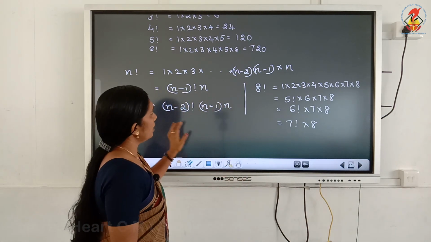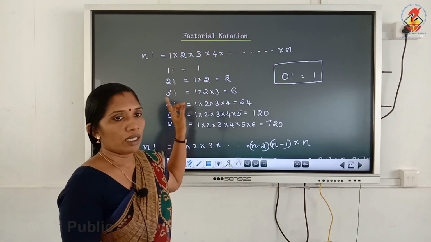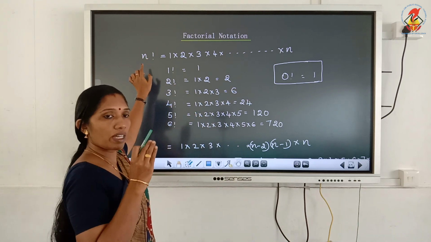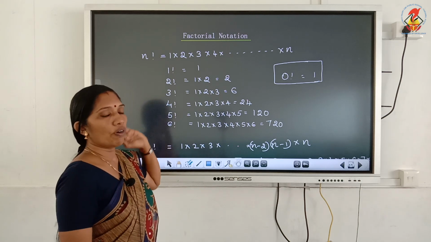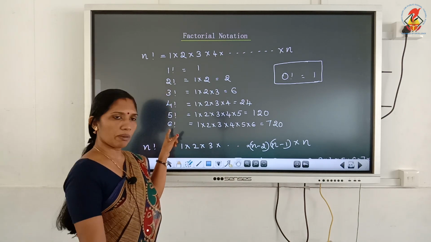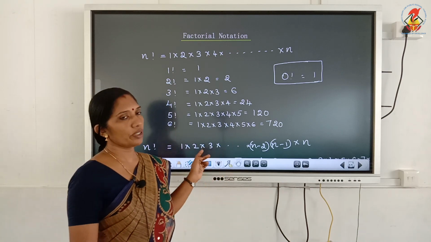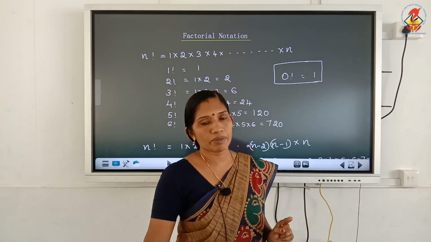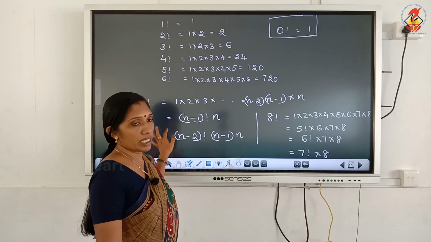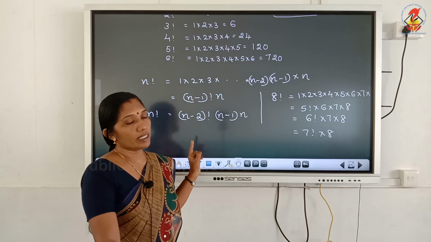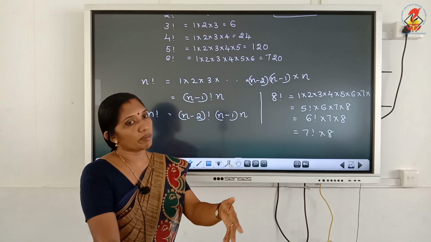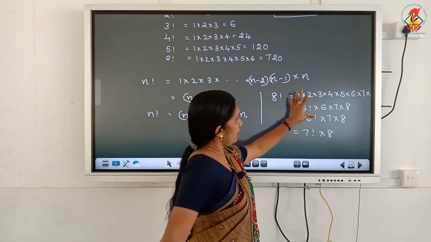So, I hope you understood this. Factorial notation means the product of first n natural numbers, that is denoted as n factorial, or we can read it as factorial n. So 1 factorial is 1, 2 factorial 2, 3 factorial 6, 4 factorial 24. Up to this much you can learn by heart. 5 factorial is 120 and 6 factorial is 720. 0 factorial, that is an exceptional case, that is taken as 1. Then n factorial, that we can write in different ways. One is n minus 1 factorial into n. The other way is n minus 2 factorial into n minus 1 into n. Or n minus 3 factorial into n minus 2, n minus 1 into n. Okay. So, you can refer to this.